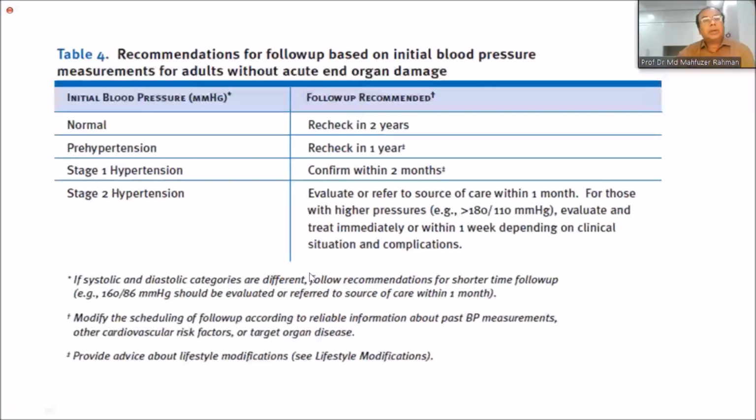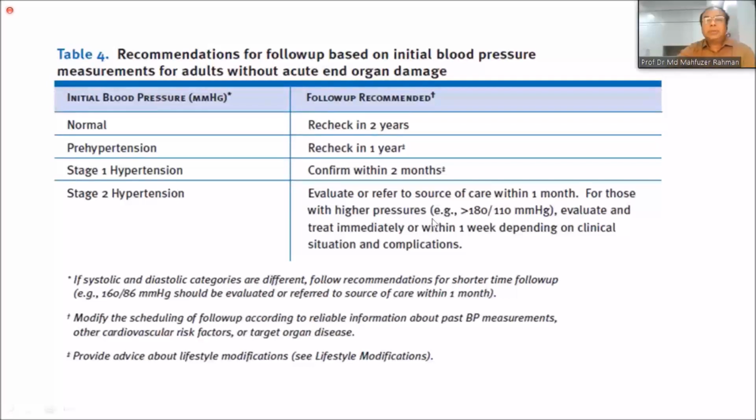Okay. Another guideline you see: initial blood pressure, if it is normal, you can recheck it in 2 years. If the level is in the pre-hypertensive range, we can recheck in 1 year. And for a patient having stage 1 hypertension, it should be confirmed within 2 months. And if the patient has blood pressure at the level of systolic 160 or more and diastolic 100 or more, it should be evaluated or referred to a source of care within 1 month.